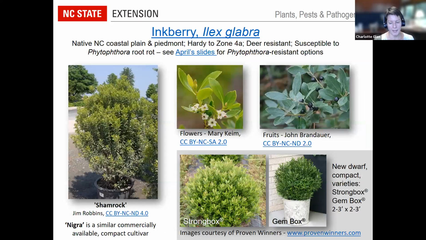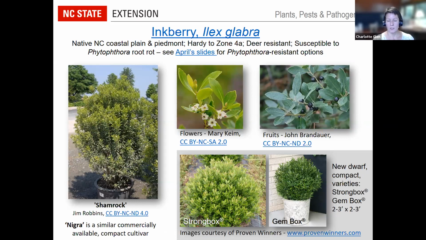If you are looking for something that has a little bit more of the upright habit, inkberry could be an option. So inkberries are another species of holly. They're Ilex glabra, and they do have that more upright habit. And this is actually another one that's native across North Carolina and much of the eastern United States, or the eastern seaboard.